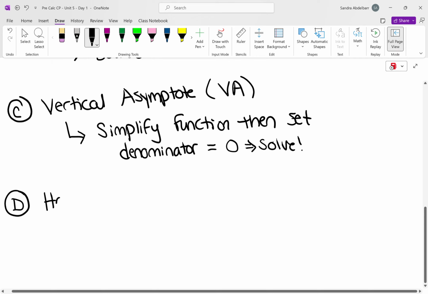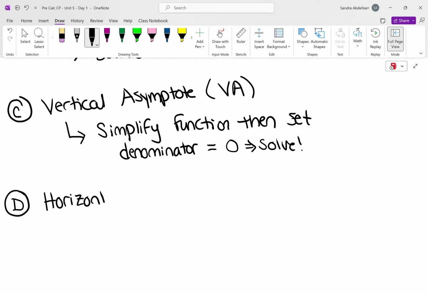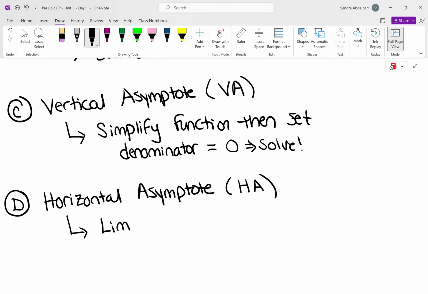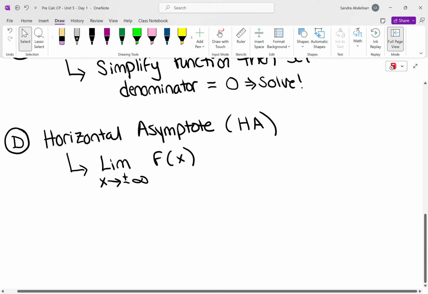Okay, the next thing we're going to look for is a horizontal asymptote, which I shortcut as HA. And the way we're going to find the horizontal asymptote is we are going to take the limit as x approaches plus or minus infinity of f of x, our whole function. And some things will end up happening.